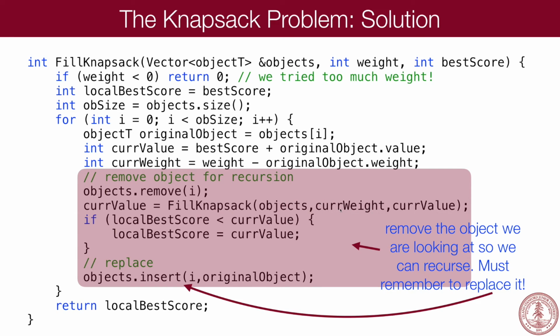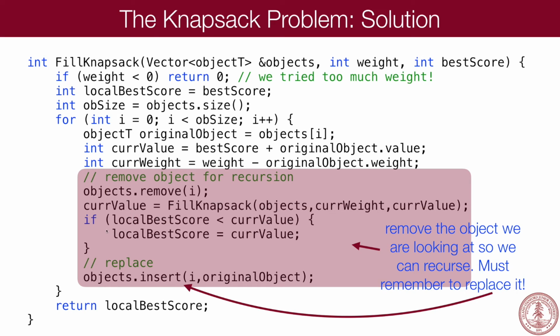And then we're going to pass along the weight that we just subtracted out. In other words, the backpack weight is going to be less. We can hold less than what we started with because we've added an object to the backpack, and then we've added some value, meaning that whatever the best value was before, we're going to add to it. So that's the recursive call, and we have to store the value that we get back from that, because that's what that recursive call says is its best value.